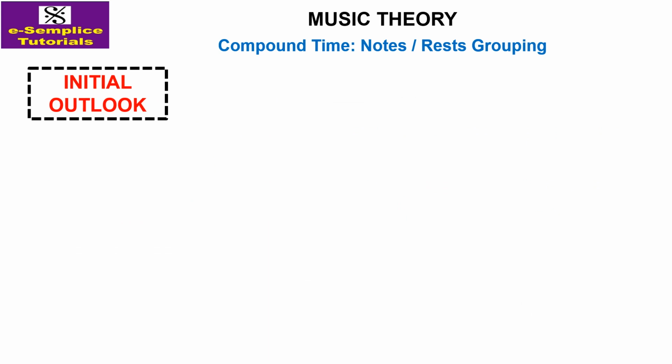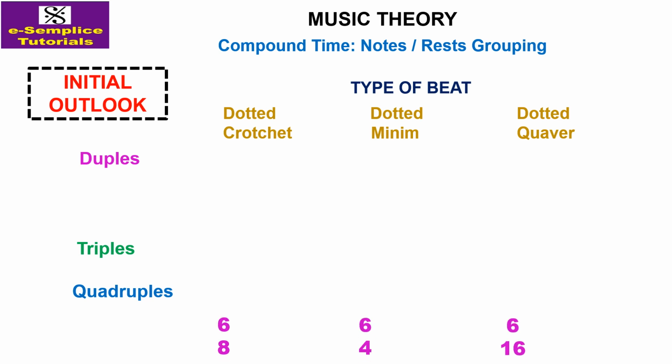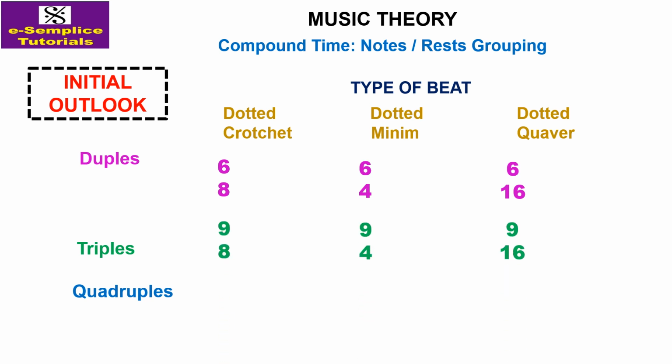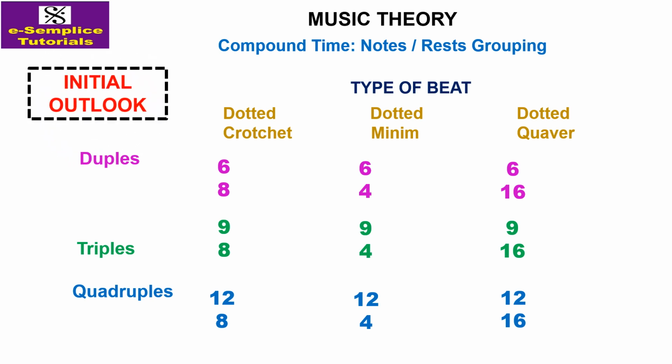Let's just look at a rundown of some compound time signatures. We also have compound duples, compound triples, compound quadruples. Let's look at the list. The duples are 6/8, 6/4, 6/16. The triples 9/8, 9/4, 9/16. The quadruples 12/8, 12/4, 12/16. Let's look at their initial outlook, what they look like.